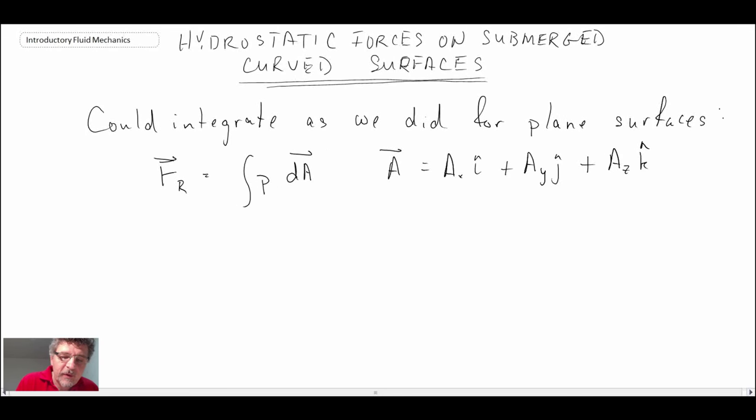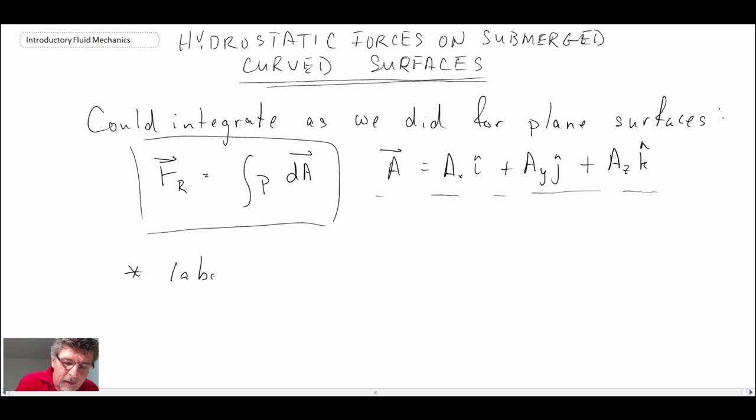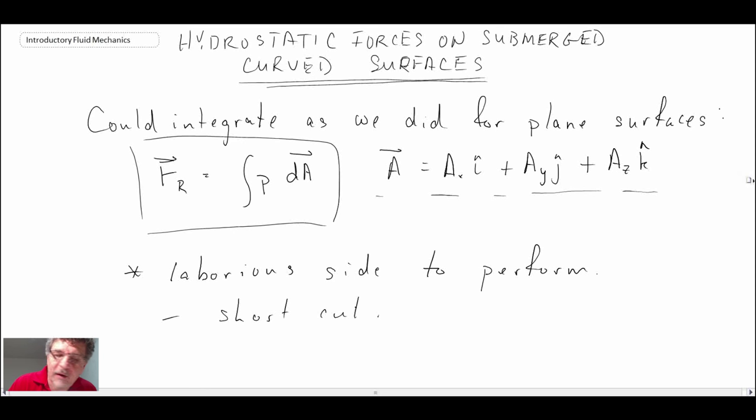So this was the equation that we integrated when we were looking at planar surfaces. And for planar surfaces, the area was kind of easy. When we're dealing with curved surfaces, we could have a much more complex surface, and consequently, it can be a little bit on the laborious side. As a result, we're going to look at a bit of a shortcut, and that's what we'll talk about in the next two segments.